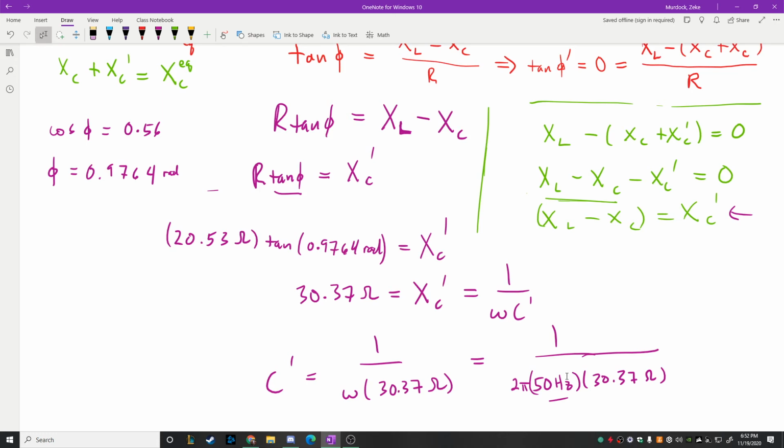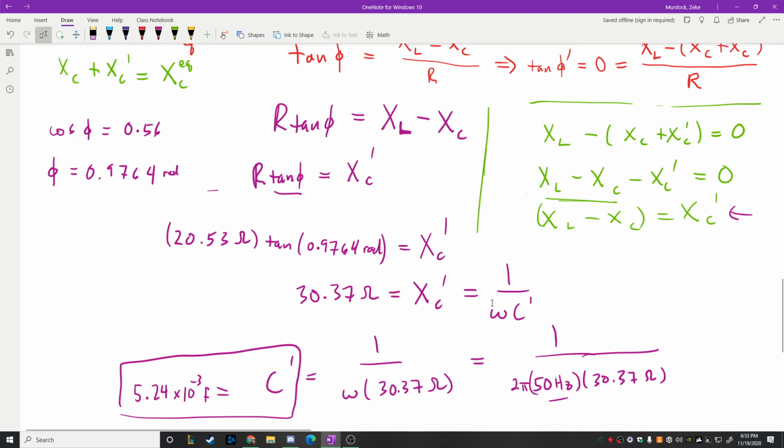I got 5.24 times 10 to the minus 3. Assuming I didn't make any mistakes, which I easily could have, there's a lot of calculations. Any questions? Do y'all get the same answer? Okay, let me do it again. You got something different. I easily could have made a mistake. 1 divided by 2 pi, then divided by 30.37. No, that's what I got. Anybody else get the same thing?